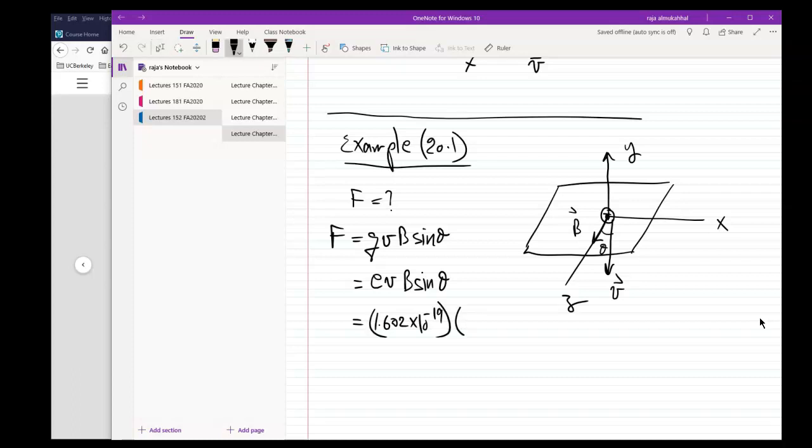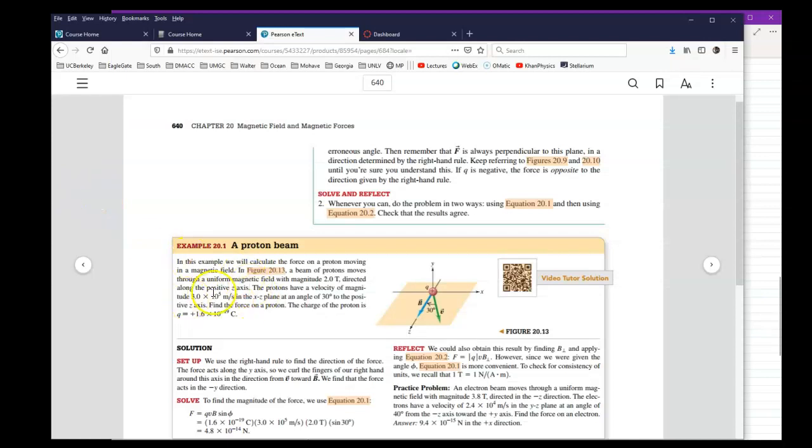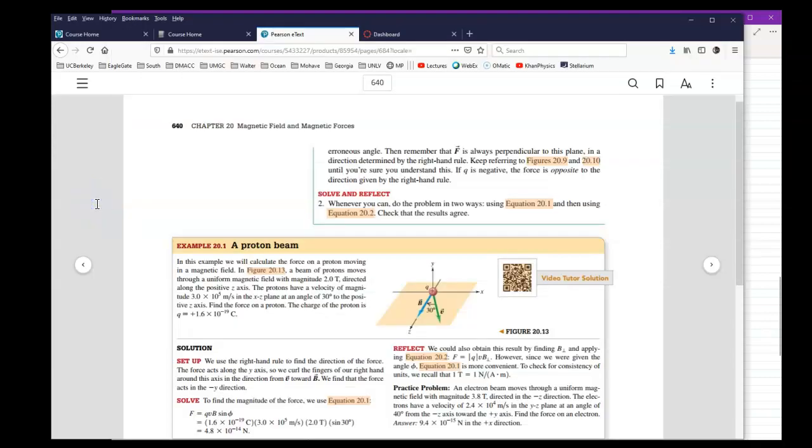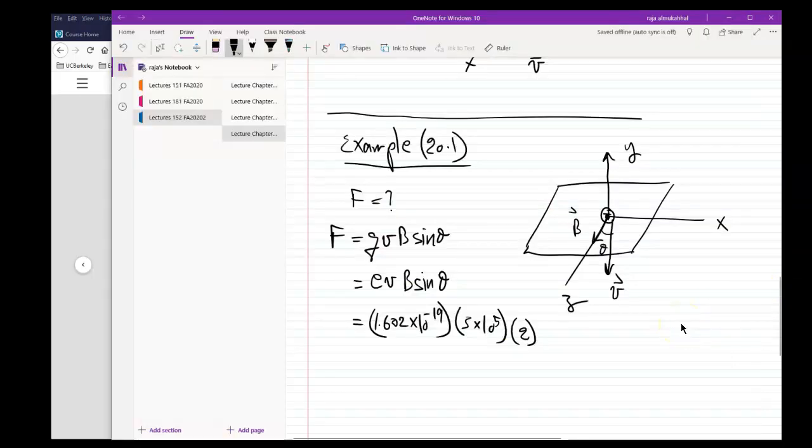Multiplied by the velocity, he gives it to us. It's equal to 3 times 10 to the power of 5, times the magnetic field. I believe he said 2 Tesla. Again, this is a very, very large, very intense magnetic field. In a professional lab like a nuclear physics lab or particle physics lab, usually it's around 2, 3, 4 Tesla. That's astronomical, really. It's a huge, huge number. So anyway, we have 2 Tesla multiplied by sine 30. Sine 30 is half, and then you just do the calculation for that.